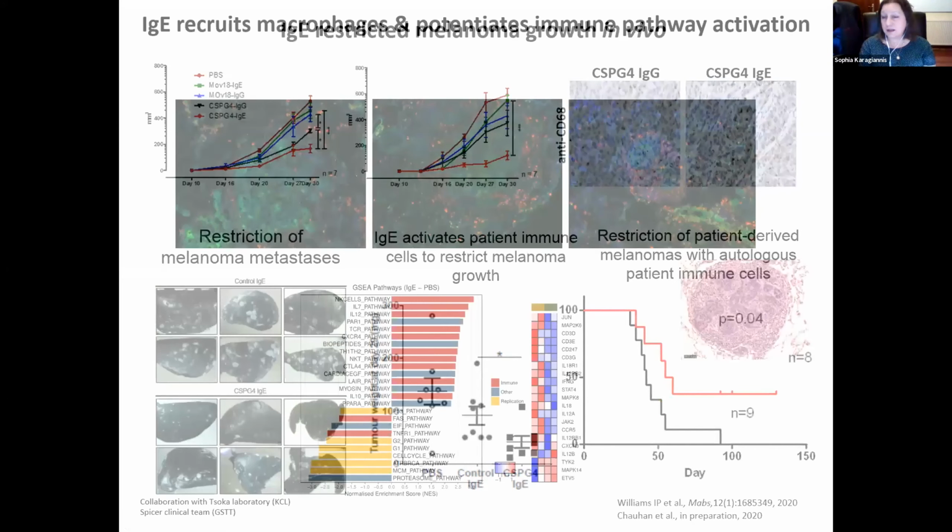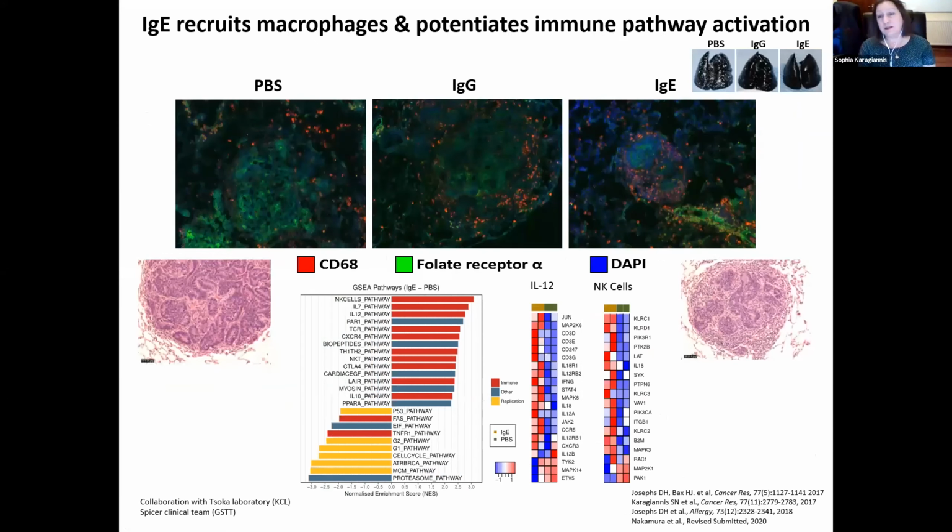But we were very intrigued about this macrophage infiltration and these mechanisms, and we wanted to understand this a little bit more. So going back to our original anti-folate receptor alpha antibody, I will remind you that we were using PBS, IgG and IgE in an immunocompetent and genetically modified system in the rat, and we could see that there is restriction of lung metastasis.